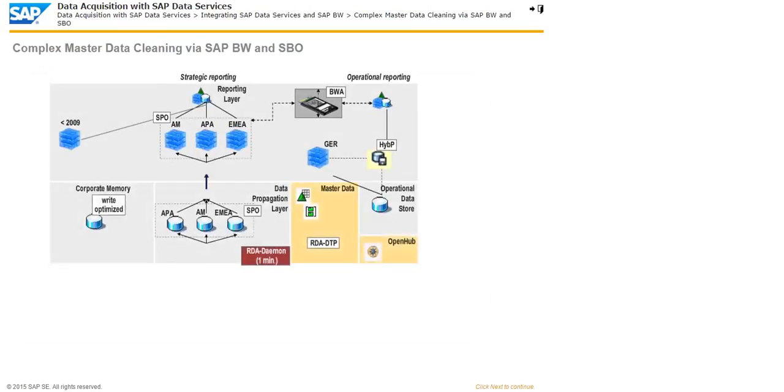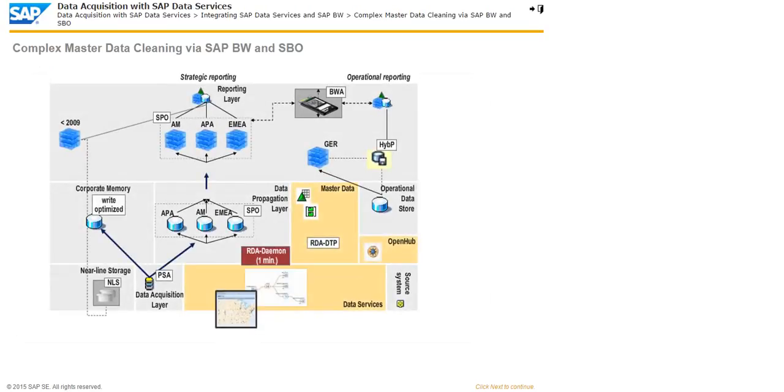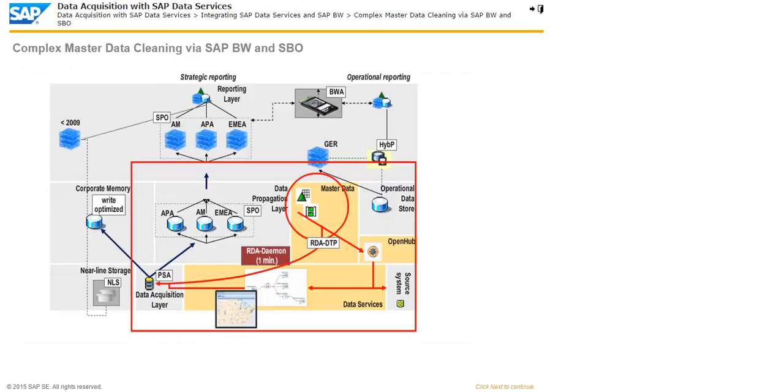The figure highlights the future Open Hub Out and RDA features. Review the arrows and circles in the lower right section since these illustrate both features in support of the cleansing scenario.